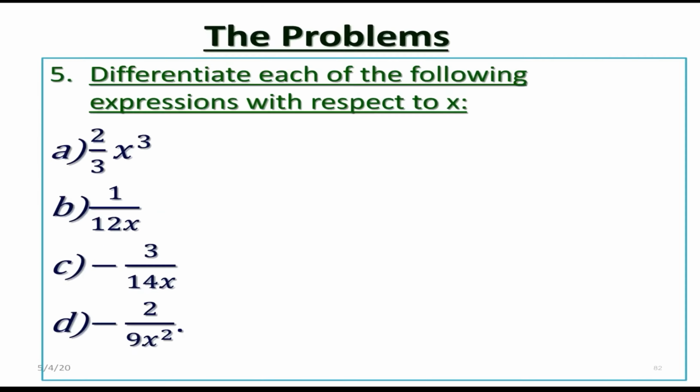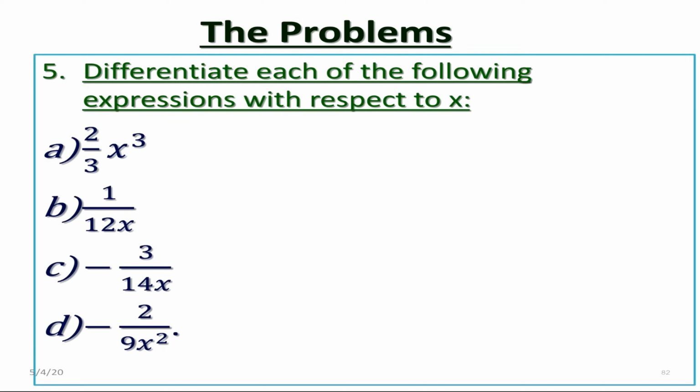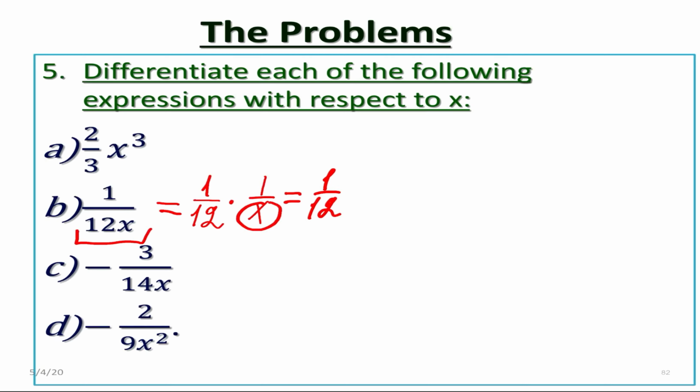Now, determine the first derivative of the following functions. More examples. Let's have a look at letter B, 1 over 12x. First of all, we want to separate this fraction in front of your x term. So it's 1 over 12 times 1 over x. Since x appears in the bottom of your fraction, you want to bring it up by making your power negative. x actually has this implied, understood power of 1.